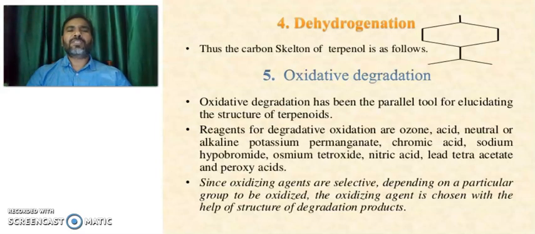Now friends, next, oxidative degradation. Oxidative degradation has been a parallel tool for elucidating the structure of terpenoids. Reagents for degradative oxidation are ozone, acid, neutral or alkaline potassium permanganate, chromic acid, sodium hypobromite, osmium tetroxide, nitric acid, lead tetraacetate, and peroxyacid. Since oxidizing agents are selective depending on the particular group to be oxidized, the oxidizing agent is chosen with the help of the structure of the degradation product.